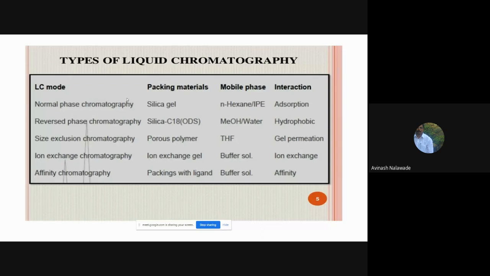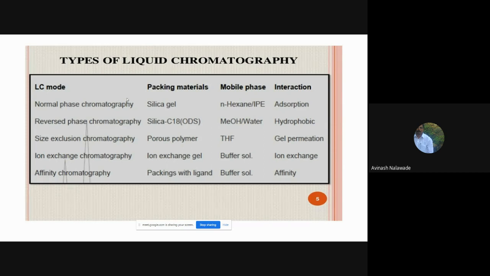Okay, now in HPLC, there is a stationary phase and mobile phase. Whenever we are talking about the column and stationary phase, we have to see which packing materials are used in the various types of chromatography. Just I will overview it. In normal phase chromatography, we are using silica gel as the packing material. You know that the most widely used adsorbent in the various types of chromatography is silica gel, and the mobile phase is n-hexane. Obviously the interaction in this case is adsorption.